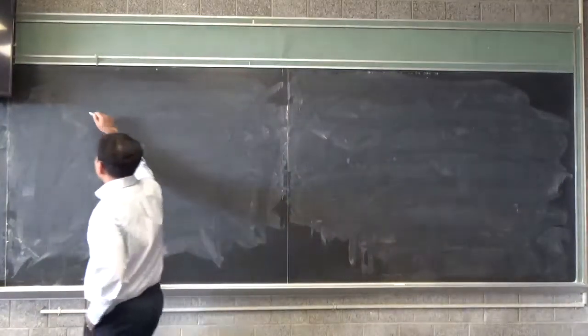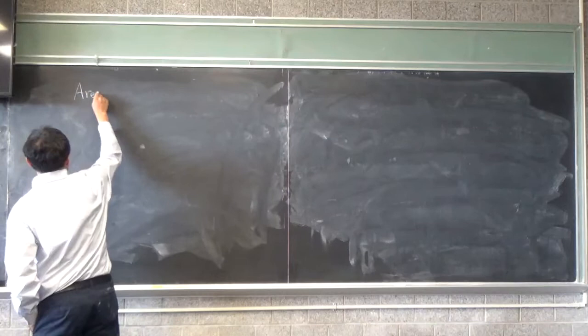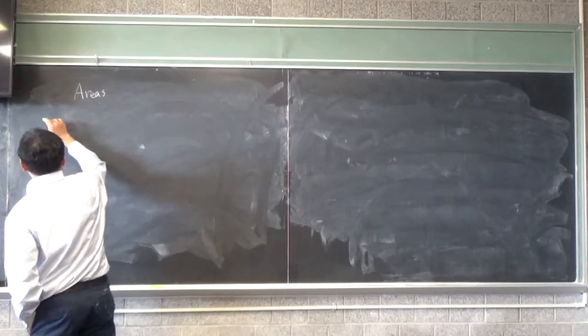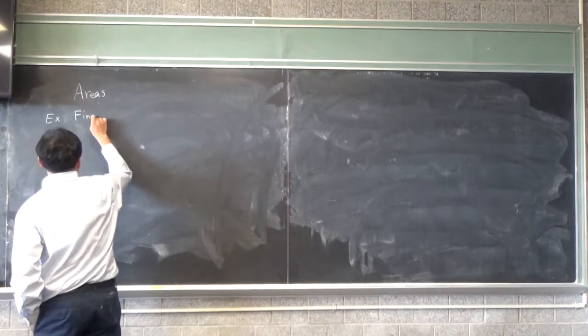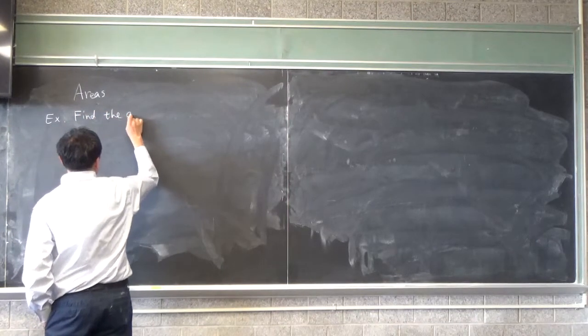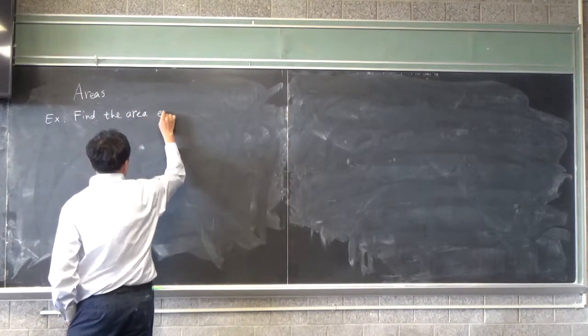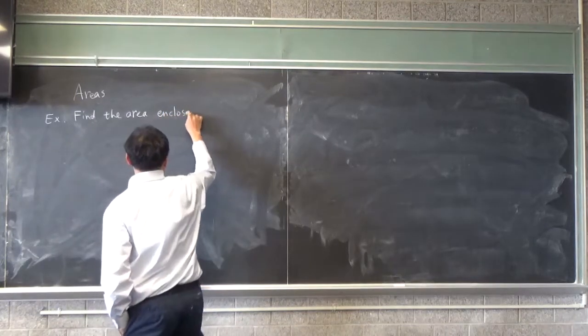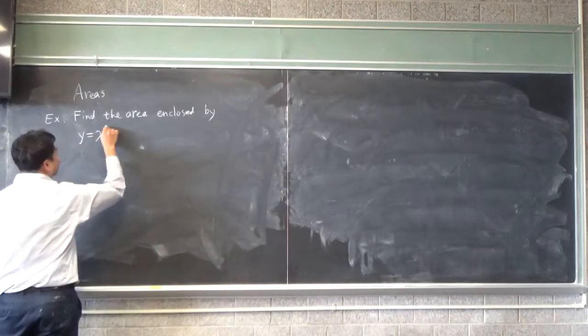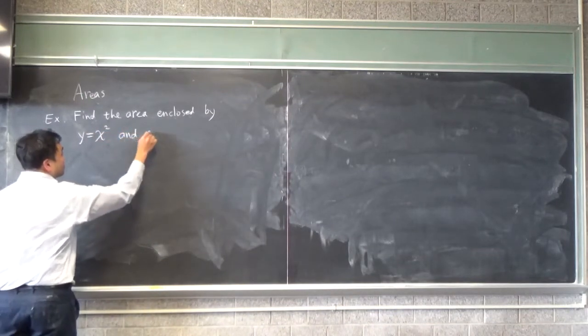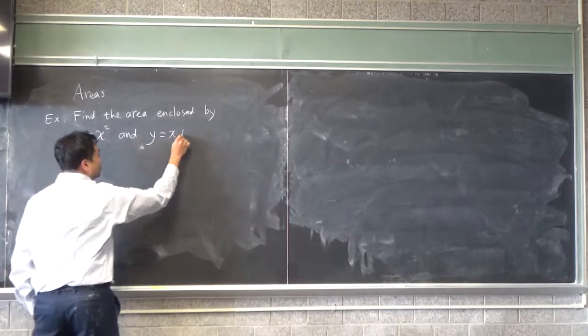Let's talk about finding areas. And here's an example. Find the area enclosed by y equals x squared and y equals x plus 2.